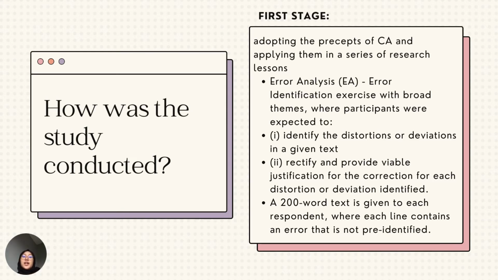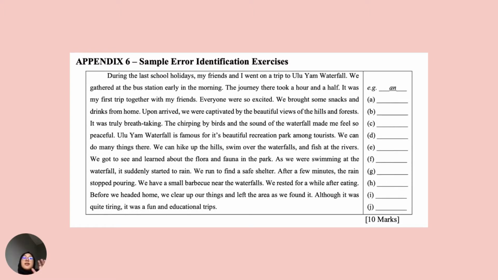And then they were given a 200-word text where each line contains an error and is not pre-identified. So they need to identify the errors. Okay, so there are a total of 10 errors in each text. It's also worth noting that EA exercise was operationalized as a needs analysis, which aimed to identify the participants' specific language needs. The findings then inform the intervention program. Okay, moving on. This is the sample error identification exercise that the participants were given.